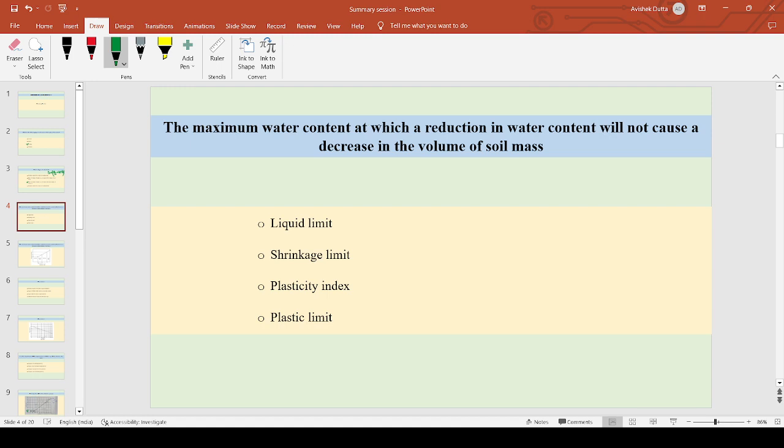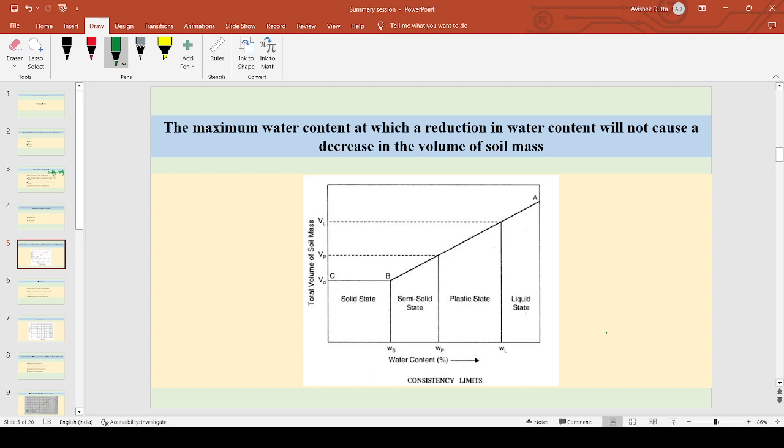The maximum water content at which a reduction in water content will not cause a decrease in the volume of soil. This is a very important question. When we are decreasing the amount of moisture in the soil mass, gradually the volume of soil mass also decreases. Now, at which moisture content is it such that after decreasing the moisture content beyond that point, the volume will be constant? The volume will not decrease. Here we can see this particular graph, as usually shown; I guess any standard book will have this graph.